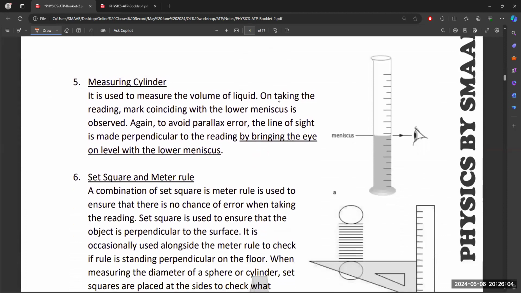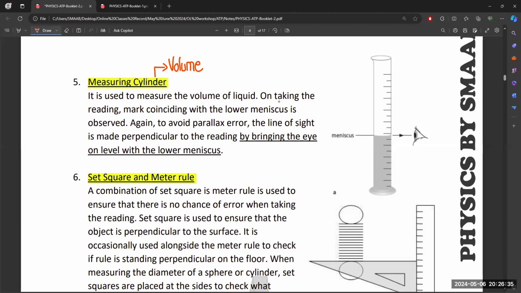And after that, if they ask you to write down the name of the apparatus used to measure the volume. So we already studied in the mass, weight and density chapter that we use a measuring cylinder to measure the volume of any liquid, or any irregular object. And there is one more important apparatus, that is set square and meter rule.